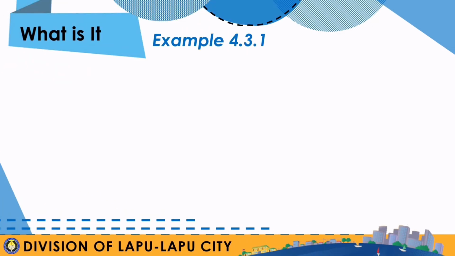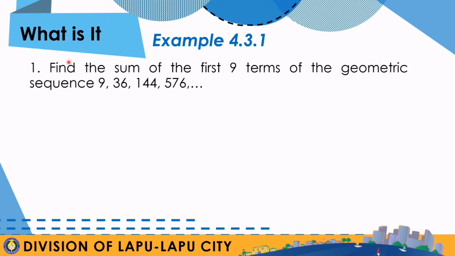Let's proceed with our first example. Here we're going to find the sum of the first 9 terms of the geometric sequence with the terms 9, 36, 144, and 576, and so on. Now let's identify what is given. First, we are looking for the sum of the first 9 terms. Our first term is 9. Our number of terms is also 9. And for the common ratio, that is 4. How do you get 4?